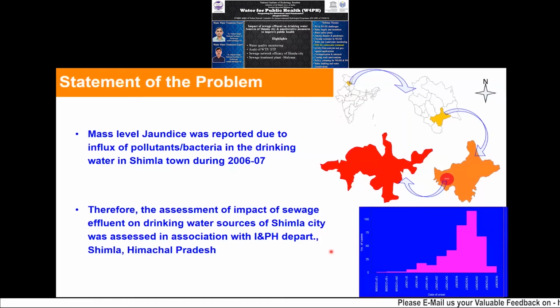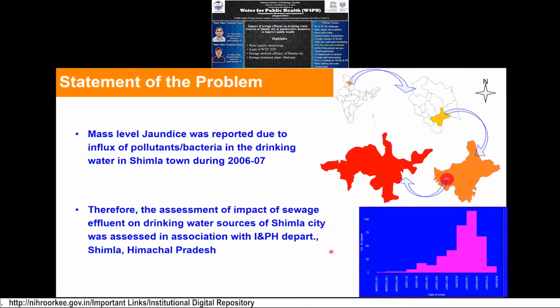So because of this, the Irrigation and Public Health Department of Shimla City approached NIH to assess the reasons for the spread of jaundice in the Sanjoli Malyana region of Shimla city. And accordingly, we tried to investigate what are the reasons for the spread of jaundice in this area.